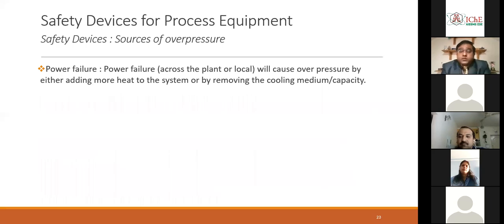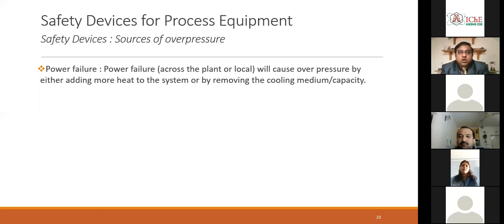Power failure. So suppose power fails within a plant, so I can no longer run the pumps that are required to take out hot fluid from my system, or say my discharge pump, the pump that I use to take out fluid from the column, has failed, but the incoming pump is still on. So it's a partial power failure. That also leads to overpressure.